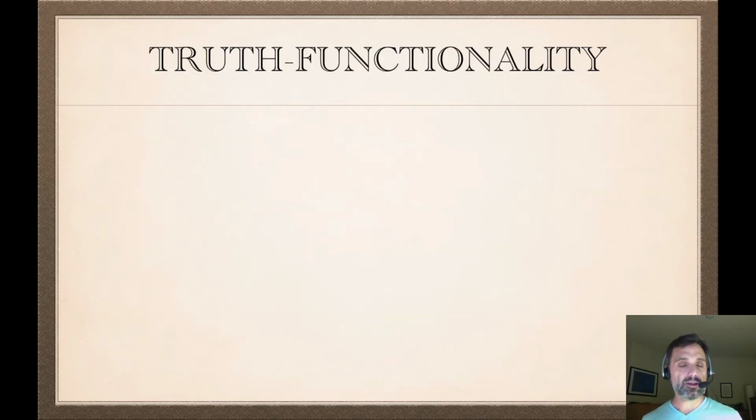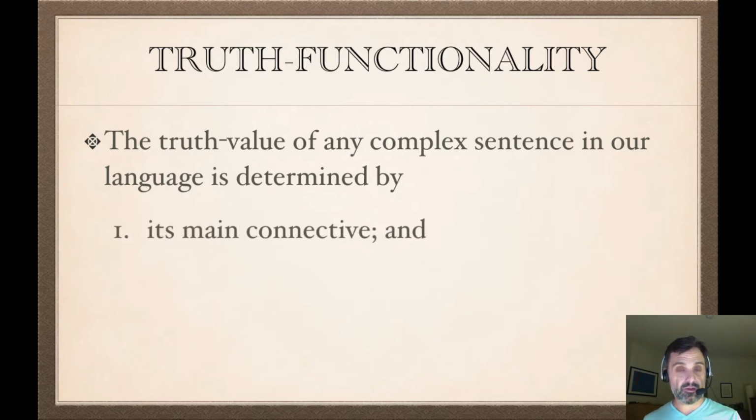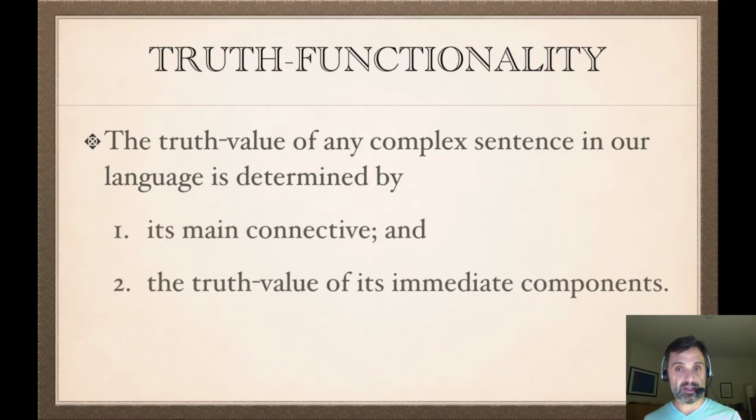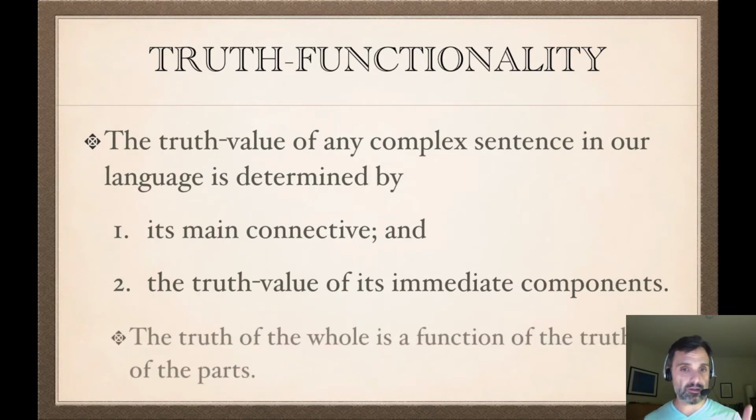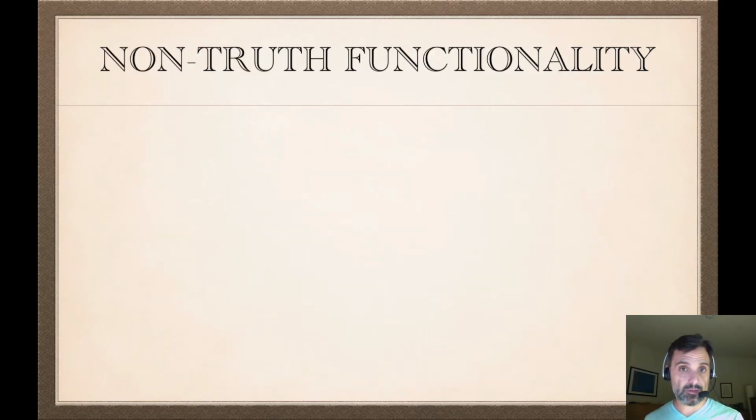Okay. Sentences in our language have an important feature called truth functionality. So what does that mean? Well, you take any complex sentence in our logical language, and there are two factors that determine its truth value. First, the main connective, and secondly, the truth value of its immediate components. It doesn't care about anything else. So we can say that the truth value of the whole is a function of the truth value of the parts.